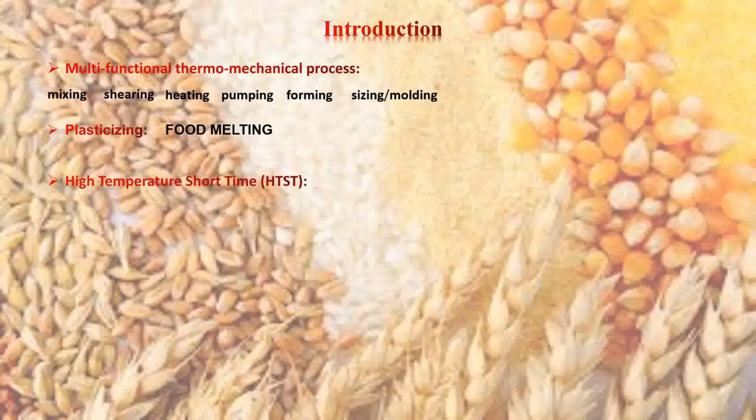And obviously this is a high temperature short time process, where the temperature ranges from 80 to 180 degrees Celsius, and quite often the temperature rises to 200 degrees Celsius, with moisture content less than 15%. And the mixture within the extrusion chamber is known as extrudate.